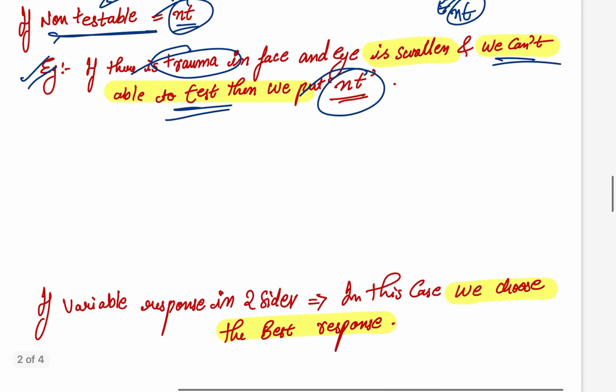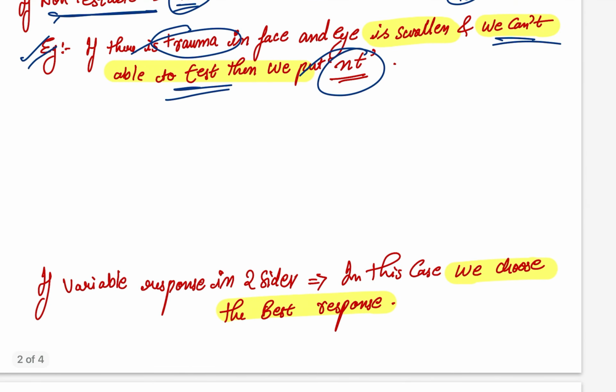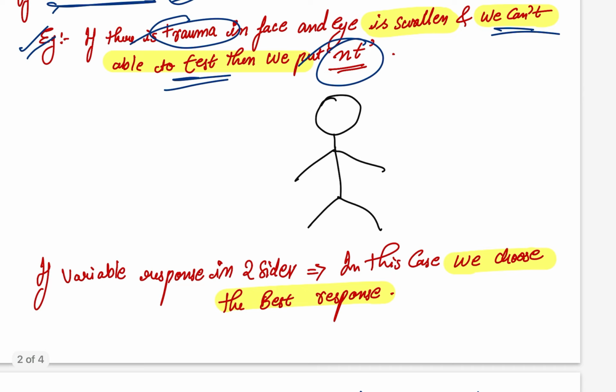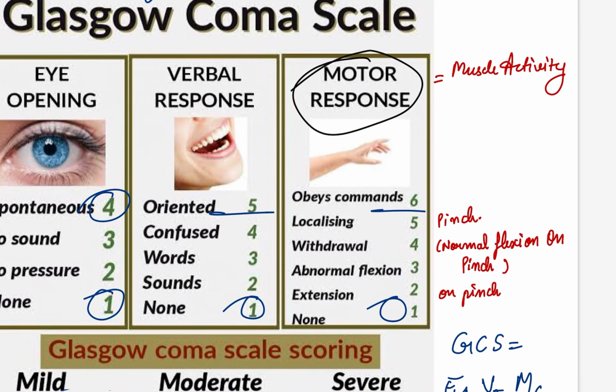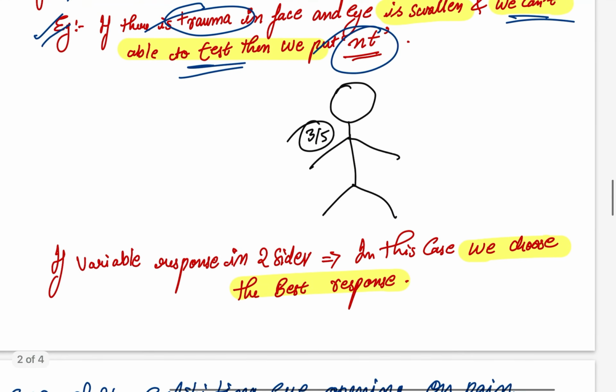Now, sometimes when we are examining the patient, the upper arms and the lower portion of the patient, there is 3 by 5 muscle strength, or what we call motor response or muscle activity, in one arm, and in the other arm it is 5 by 5 or 4 by 5.